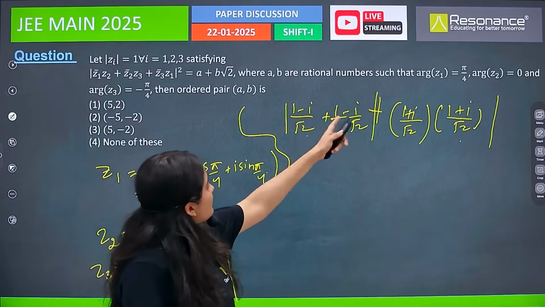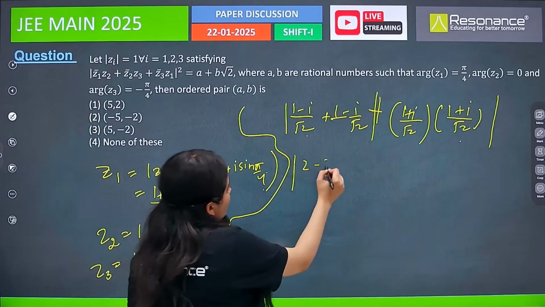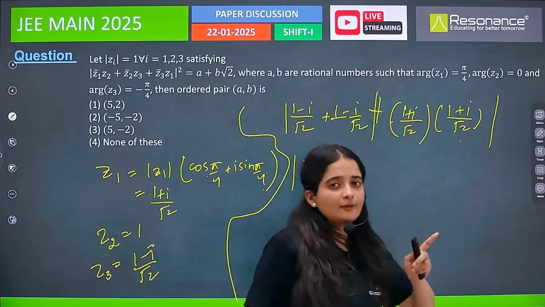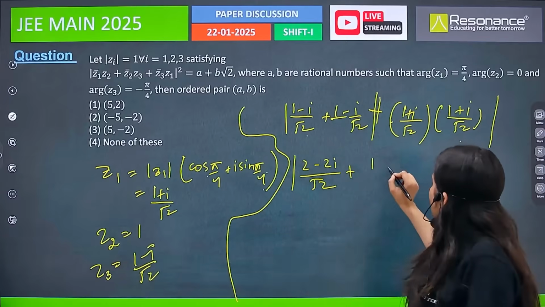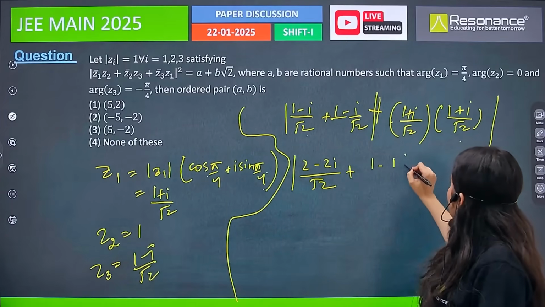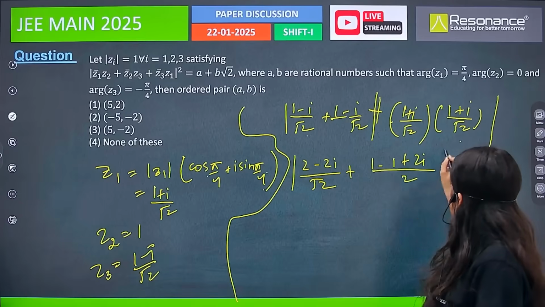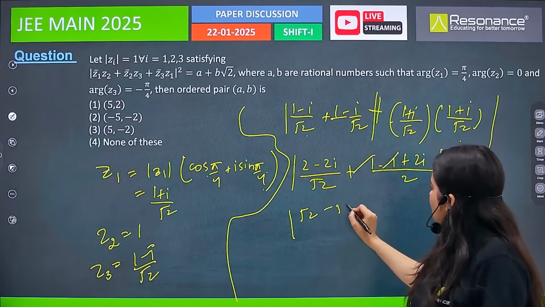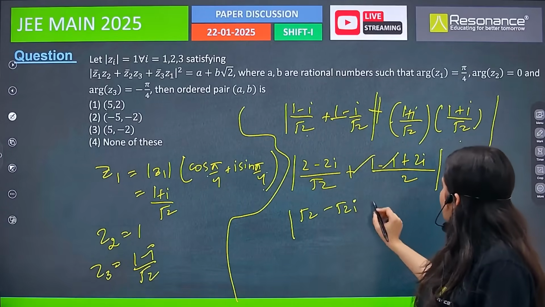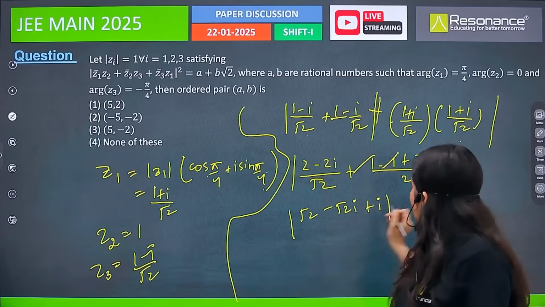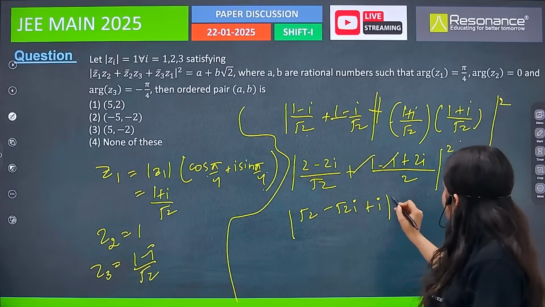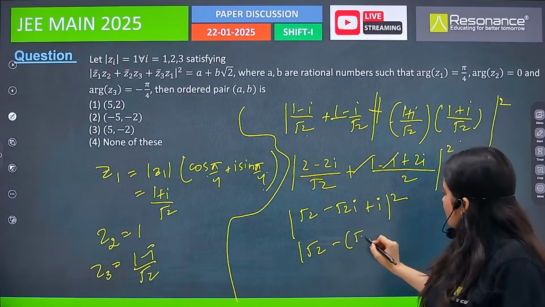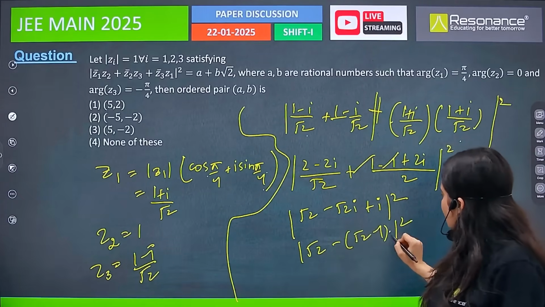So here LCM 1 plus 1 will become 2, minus 2 iota by root 2 plus 1 plus iota whole square. 1 plus iota whole square will be 1 square, 1 minus iota square, minus 1 plus 2 iota, by root 2 into root 2, 2. Cancel. 2 by root 2 minus root 2 iota plus 2 iota by 2, I am going to get plus iota. Okay, so I can write this as root 2 minus 1 whole square iota.